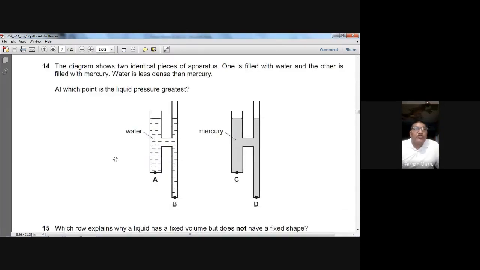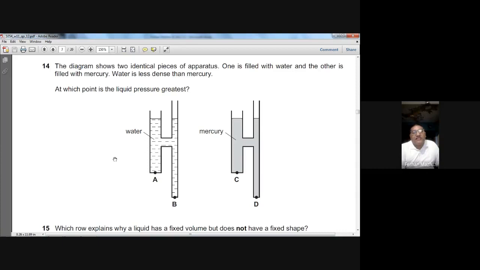On your screen, we have question number 14. The diagram shows two identical pieces of apparatus. One is filled with water and the other is filled with mercury. Water is less dense than mercury. At which point is the liquid pressure greater? You know, the liquid pressure depends upon two things: the density of the liquid, the formula is rho g h, density multiplied by g multiplied by h. So the pressure of the liquid depends upon the density of the liquid. It also depends upon the depth of the liquid above the point.